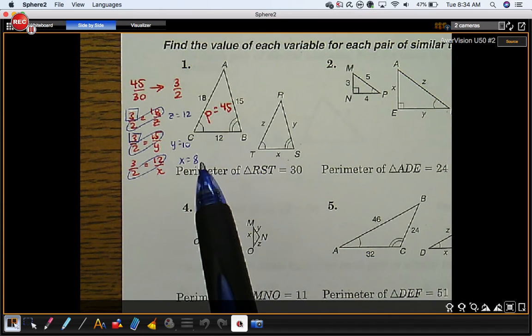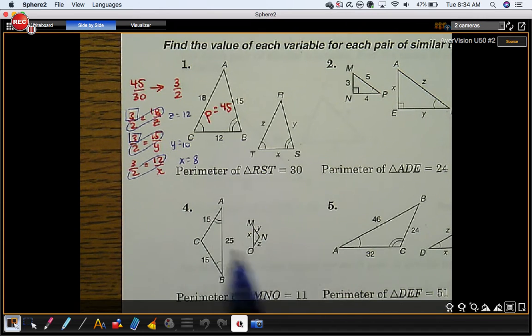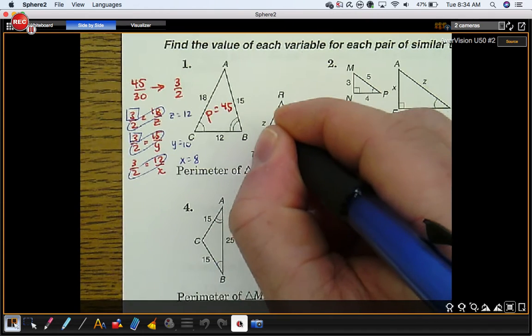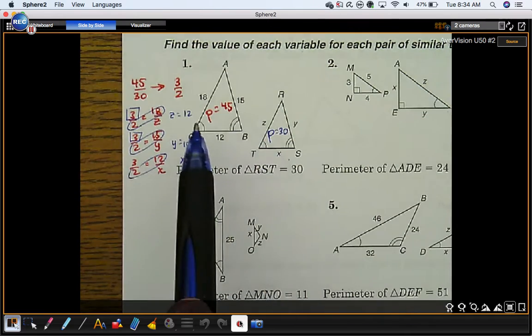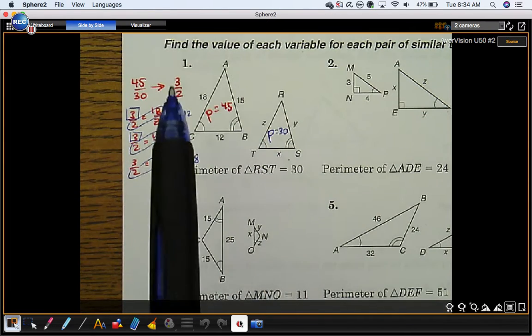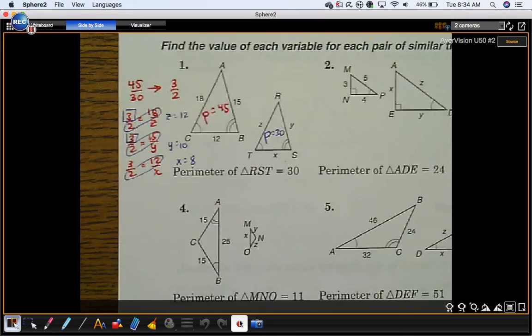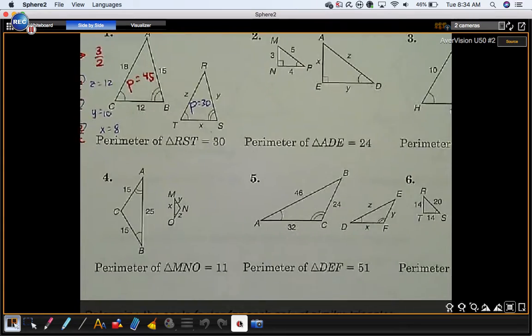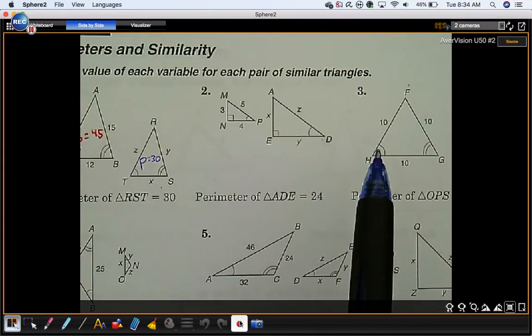Now, double check to make sure that your perimeter is 30. 12 plus 10 plus 8 equals 30. So you should feel good about these answers. All these corresponding ratios would be in a proportion 3 to 2, or ratio 3 to 2. That's how you do all of these.